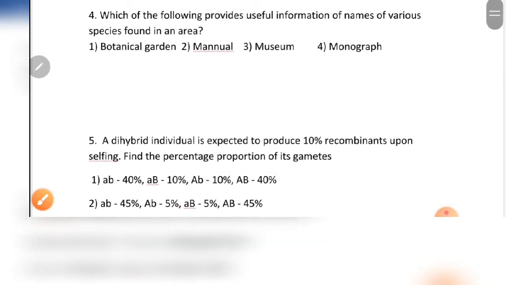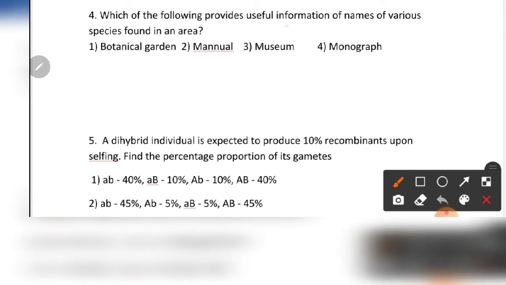Which of the following provides useful information on the names of various species found in an area? A very interesting question. Botanical gardens are taxonomical aids. One of the taxonomical aids is the botanical garden, a collection of living plants, a very important source. And a museum is a collection of preserved plants as well as animal specimens.